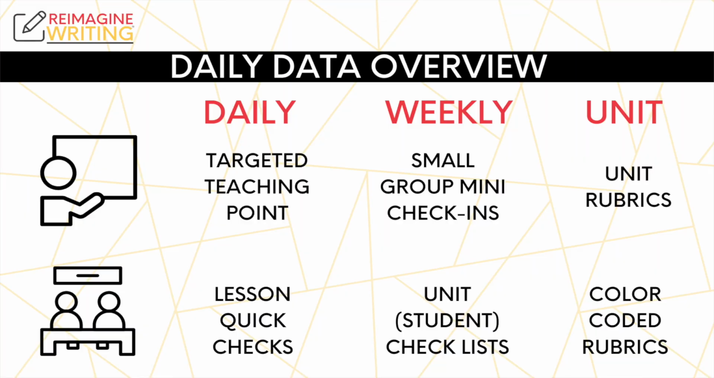All right, welcome back. Let's just jump right into this idea of data. For me, data is going to look a few different ways when it comes to writing. I think about it in different columns almost. I have daily data, weekly data, and then unit overarching data that I want to collect. Daily data is going to come in the form of a quick check that is directly tied to my learning target. Weekly data is going to be a collection of noticings that I see throughout the week, a lot of times based on the data that I collected in my daily data.